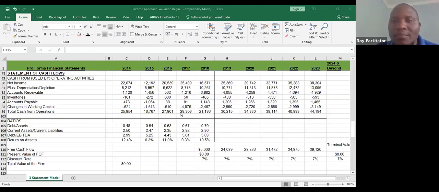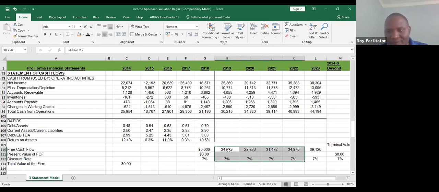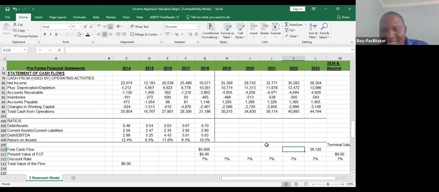All right, so let's look at this. How do we value using the income approach? I'm just going to delete this so that you can see how it is done. Okay, so let me start.